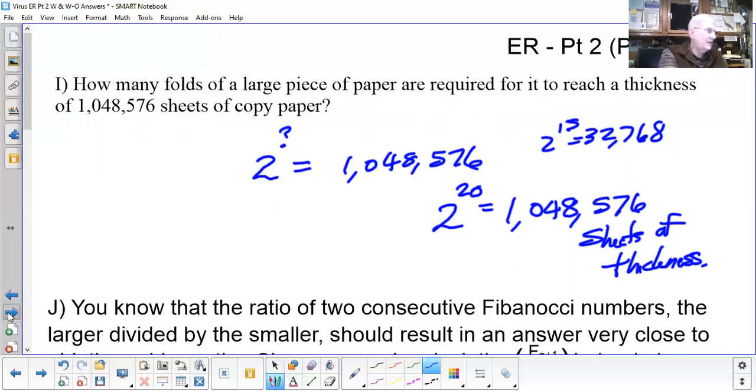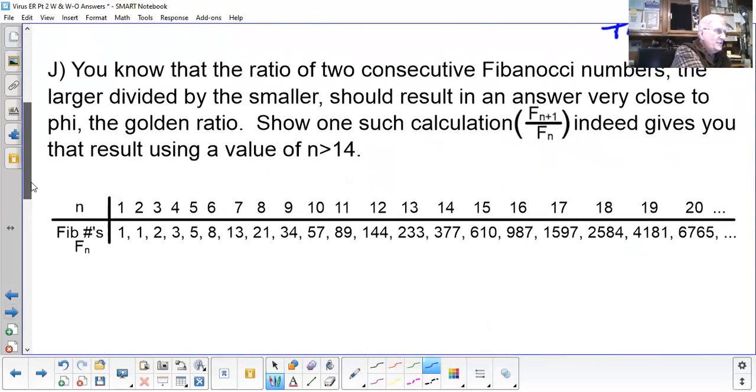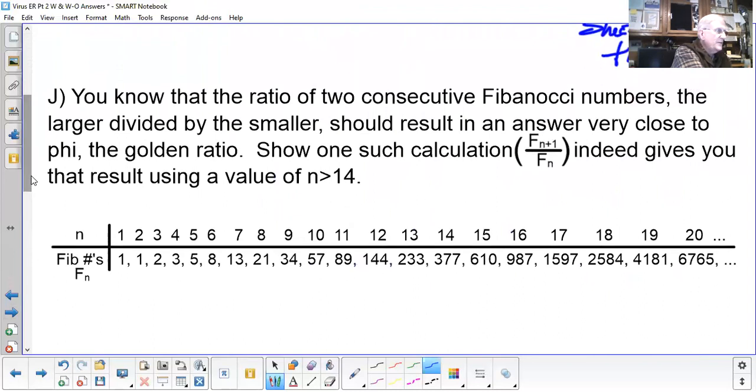All right, let's have a look at question J. Know the ratio of two consecutive Fibonacci numbers, the larger divided by the smaller, should result in an answer very close to phi, the golden ratio. Show one such calculation, f sub n plus 1 divided by the one prior to it, f sub n, indeed gives you that result. So all you need to do is pick a value where n is greater than 14.